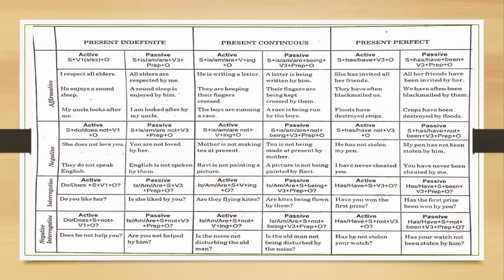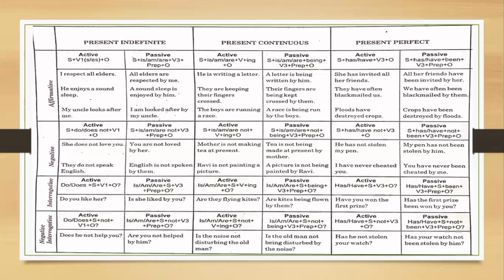Okay, now the present continuous tense. He is writing a letter. Is/am/are plus first form of verb plus ing is changed into is/am/are plus being plus third form of verb. So, he is writing a letter. A letter is being written by him. They are keeping their fingers crossed. Their fingers are being kept crossed by them.